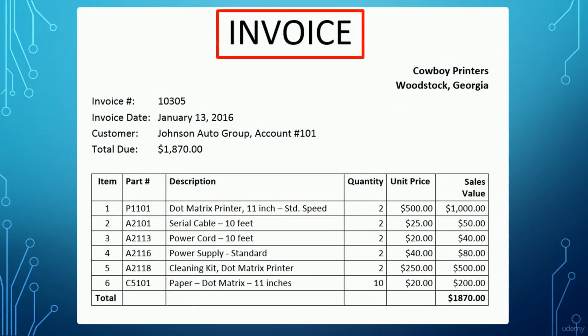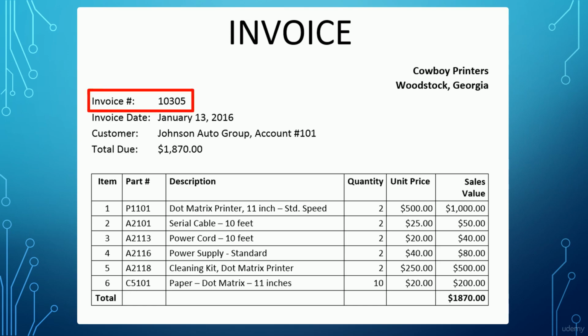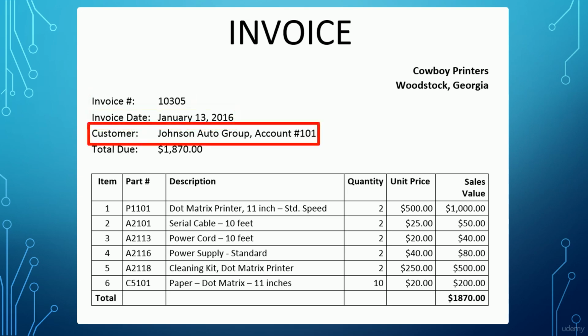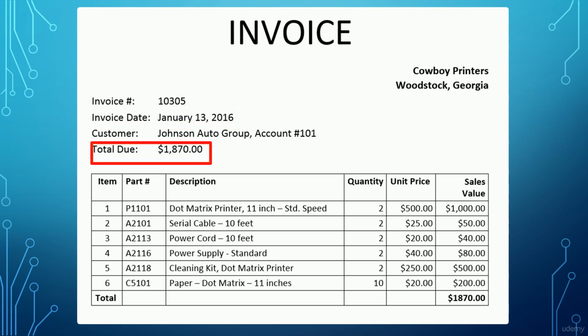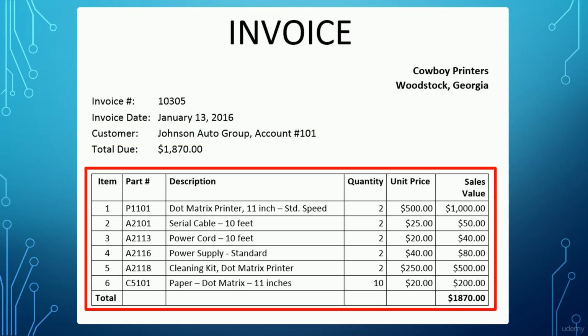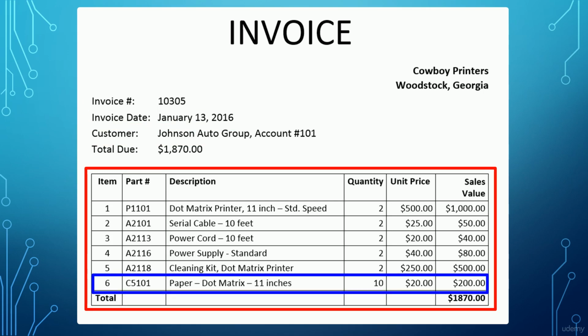When shipping products to business customers, Cowboy Printers includes an invoice. An invoice is a document that lists what was sold and how much the customer must pay. The invoice has a number on it to identify it. It lists the date of the sale, the name of the customer, and the total due. It also lists the products that the customer bought in this lower section here called the line items. This invoice shows that the customer bought 6 different products.